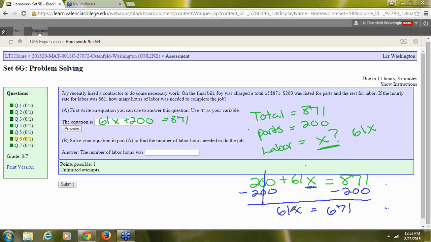And last but not least, to get x by itself, we're going to do the opposite operation here, which is division. Now, technically, 61 is being multiplied by x. So if you want to separate the number from the letter, we have to do the opposite, which is division. And whatever you do on one side, you always have to do on the other. And your final answer will just be x equals 11.